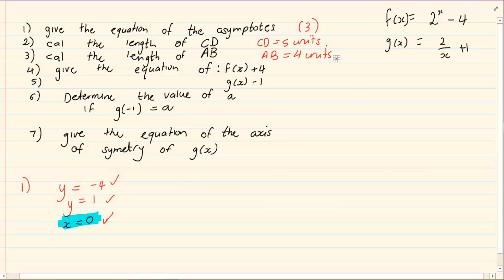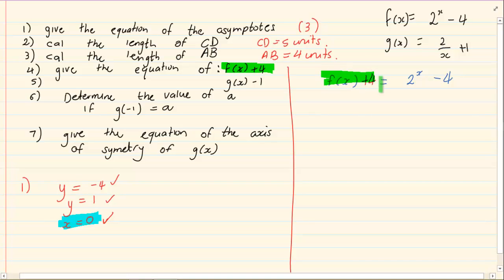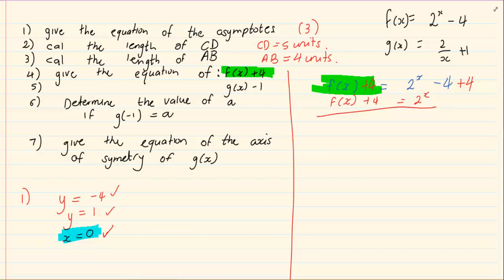Now, look at what they are doing in the next question. They are saying, give the equation of f of x plus 4. Now, what they're doing is they're taking the original f of x. Our original f of x is equal to 2 to the power of x minus 4. Then, to this f of x, they are adding 4. So, if you look now, I've got f of x plus 4, and here I've got f of x plus 4. But the rule for maths is that what you do on one side, you have to do on the other side. So, I'm going to also add a 4 on the right hand side. That will give me 2 to the power of x. So, f of x plus 4 is going to equal 2 to the power of x.